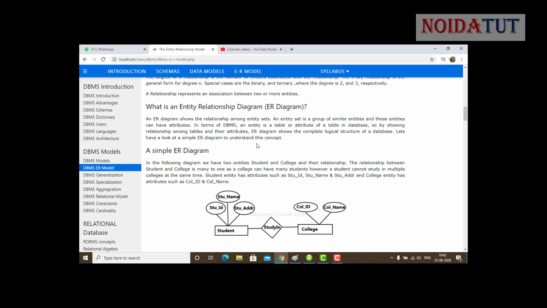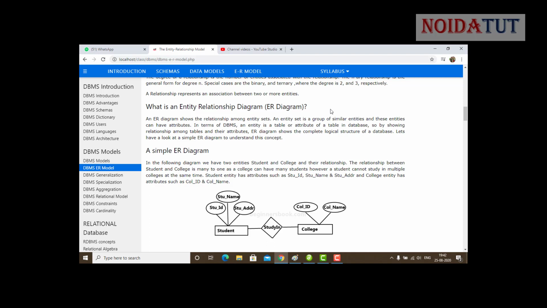Now we were discussing the entity relationship diagram. This is a very important diagram, and it depicts the database design. An ER diagram shows the relationship among entity sets. An entity set is a group of similar entities, and these entities can have attributes. In terms of DBMS, an entity is a table or attribute of a table in a database. So by showing relationship among tables and their attributes, an ER diagram shows the complete logical structure of a database.